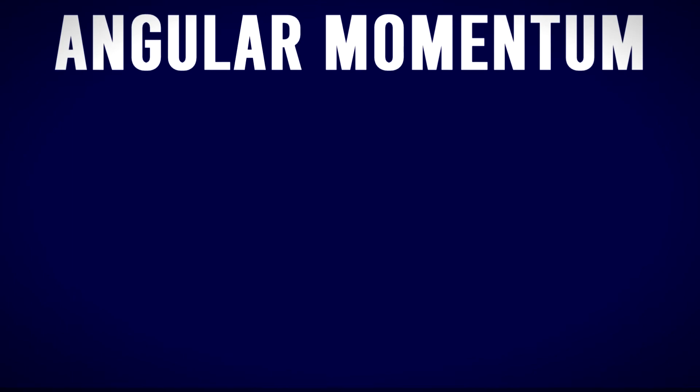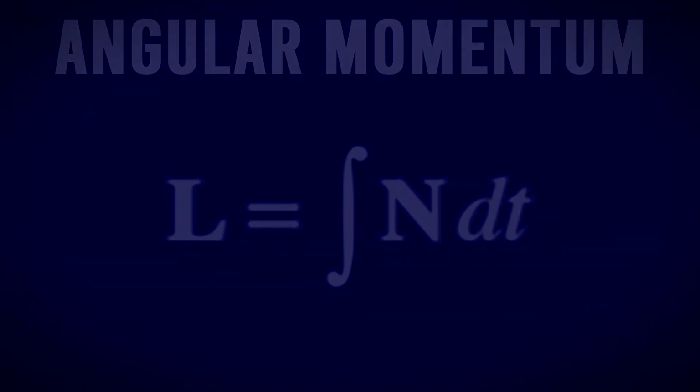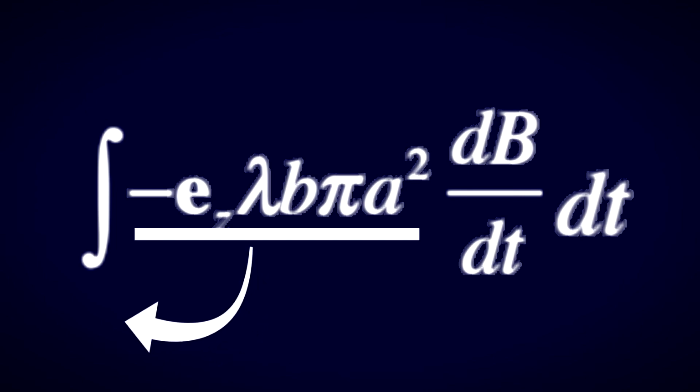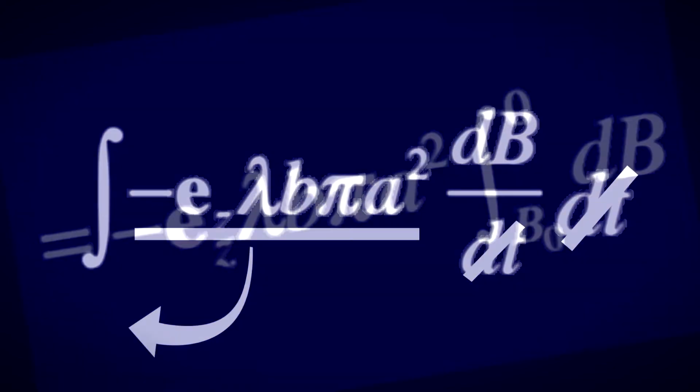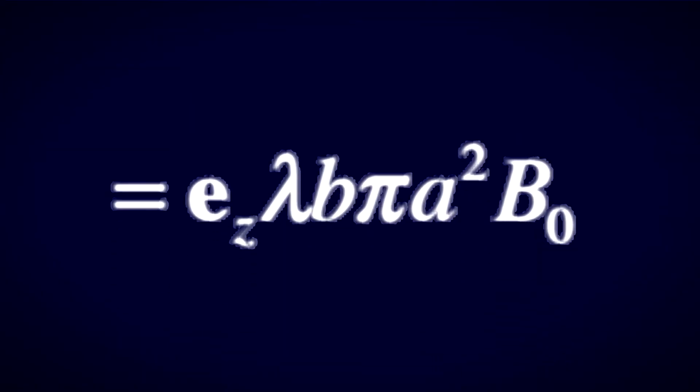Angular momentum is defined as the integral of torque. So now, in order to determine what effect changing the magnetic field has on the angular velocity of the wheel, we are going to integrate the equation we found. Everything that is not the magnetic field B can be considered a constant, so we can take everything out of the integral. And the dt in the definition of angular momentum cancels with the dt in dB/dt. So we are left with λbπa² times the integral from B0, the initial state of the magnetic field, to 0, the final state, with respect to the magnetic field. Taking this integral, we're left with this equation.